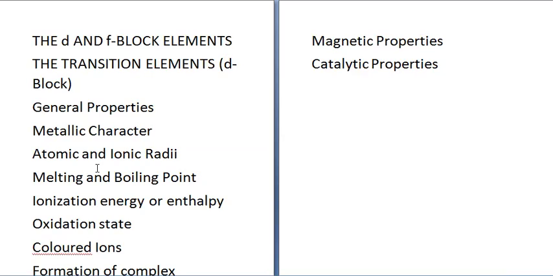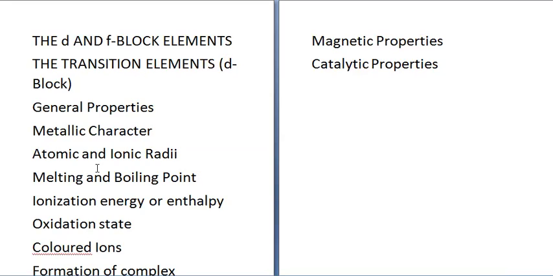Down the group, atomic radius increases, but the atomic radii of elements of the second and third transition series are almost the same, and this is due to lanthanoid contraction.